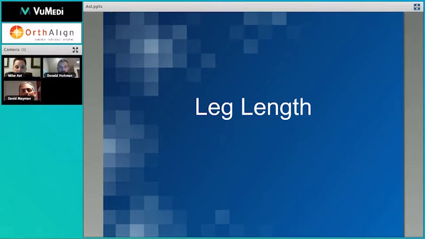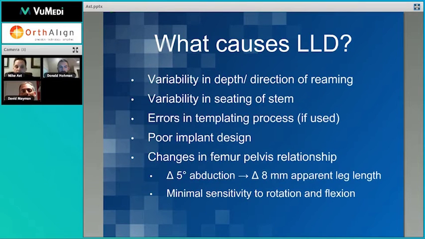Leg length is another thing that's not always that easy to understand. There's variabilities in depth and direction of reaming. There's variabilities in the seating of our stems. There's errors built into our templating process, especially if you don't have calibrated x-rays. There's implant design that simply makes it more challenging. And there's changes in the relationship between the femur and the pelvis, especially as you pull on the leg, right?